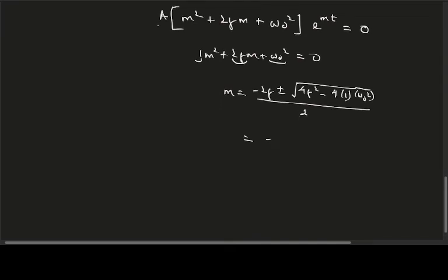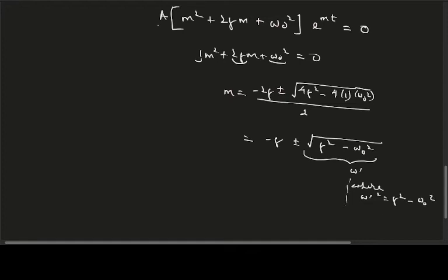So I'm writing it as minus gamma plus minus, you take the 2 inside the root, so when the 2 goes inside this root, it becomes whole divided by 4. So it gets pretty simple. You take this portion as, let's say, some omega prime, where omega prime squared is nothing but gamma square minus omega naught square. We have a side note over here.